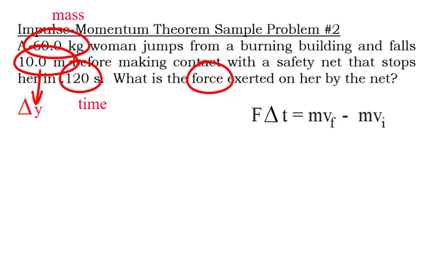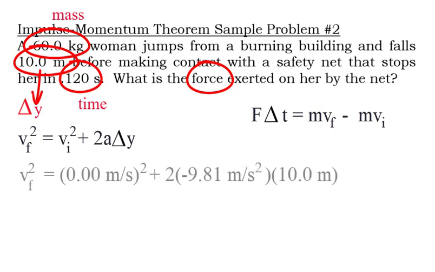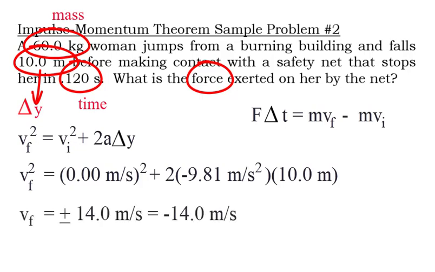I'm going to use this kinematics equation to solve for the woman's final velocity after she falls. Because I'm using this equation and treating it as a free fall, I know that her initial velocity can be assumed as 0.00 meters per second. I also know that in the absence of air resistance, the acceleration due to gravity is negative 9.81 meters per second squared. So let's make the substitution. When I take the square root to obtain my final velocity, my choices are positive 14.0 meters per second or negative 14.0 meters per second. The woman is falling downward, so the proper final velocity in this case is negative 14.0 meters per second.